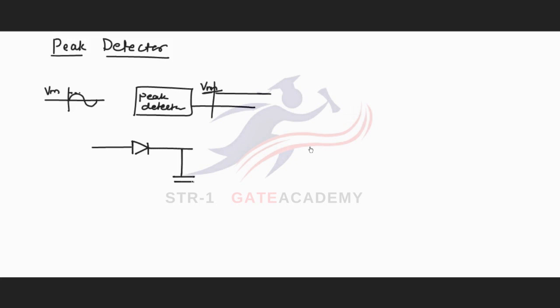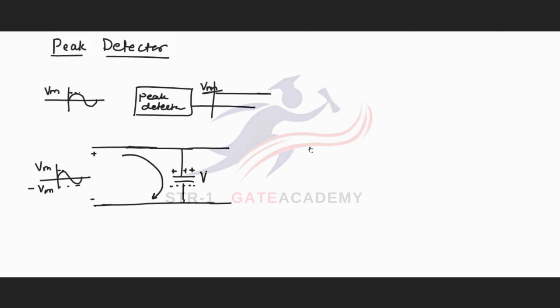The positions of the diode and capacitor are interchanged, and here we have applied a sinusoidal waveform with maximum value Vm and minimum value minus Vm. As we know, this diode will be forward biased during the positive half cycle of the input waveform. So when this diode is forward biased, we'll replace it with a short circuit and a current will flow to the capacitor in this direction, and the capacitor will be charged with this polarity.